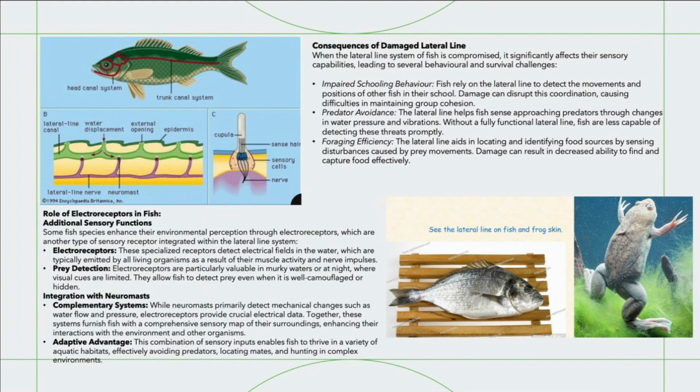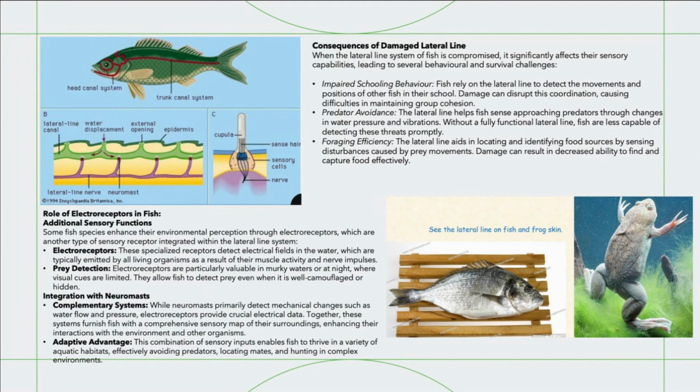The lateral line also helps them in finding food sources, as again, if they are not prey themselves and they are predators, then they can use this lateral line to feel this displacement of water around them. And in this way, they are able to feel where their prey are. Now, if they have damage to the lateral line, they won't be able to find their prey. And of course, this will again affect their survival.